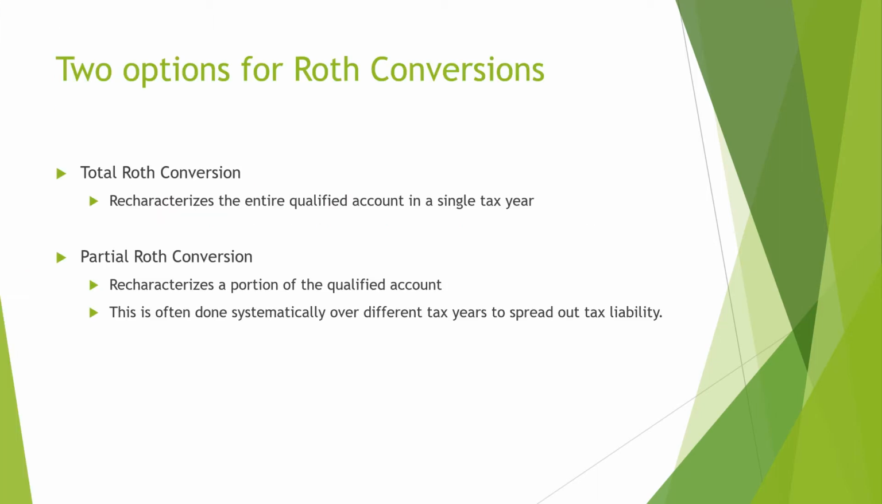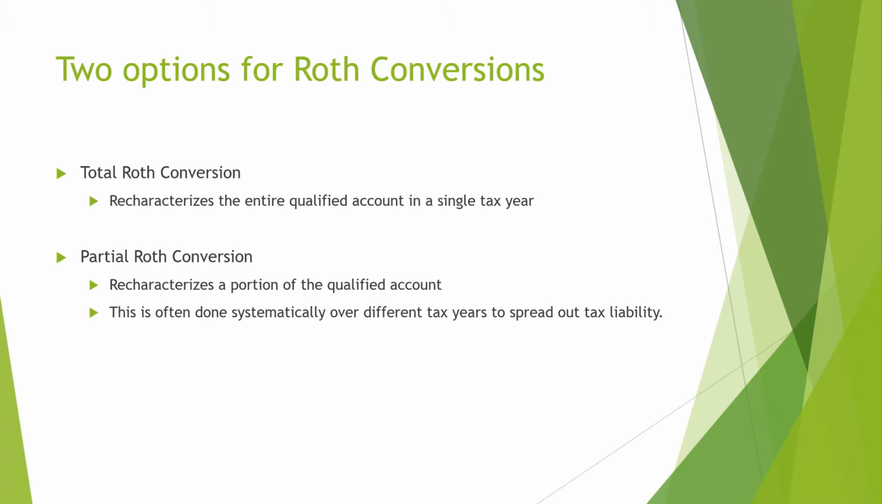There are two options for Roth conversions. You can do a total Roth conversion, and this recharacterizes the entire qualified account in a single tax year. Or you can do a partial Roth conversion. This means that a percentage or a certain dollar amount of your qualified account gets sent over to a Roth account and is recharacterized as after-tax dollars.